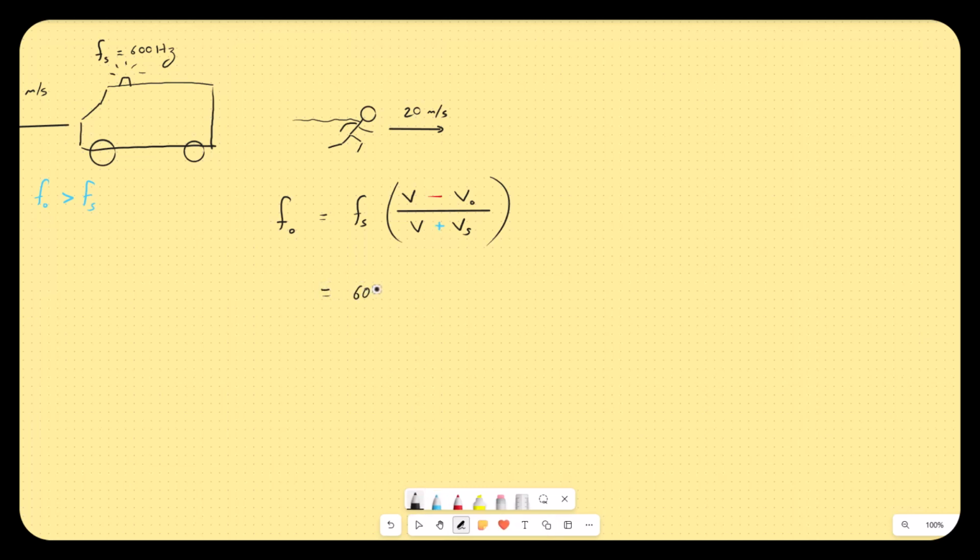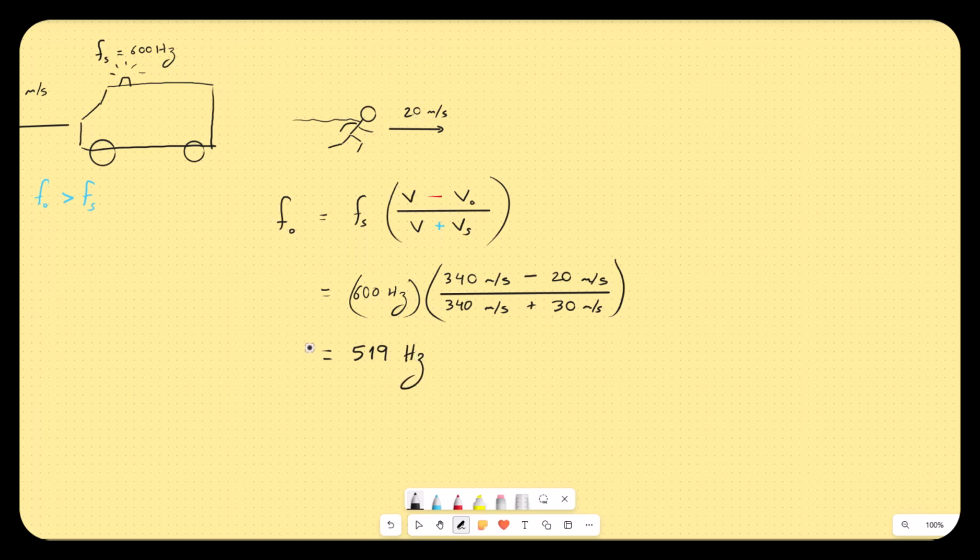I've got still 600 hertz for the frequency of my source, 340 minus 20, and on the bottom, 340 plus 30, and I should notice a pretty big difference here, and what I get is 519 hertz, which is a big difference.